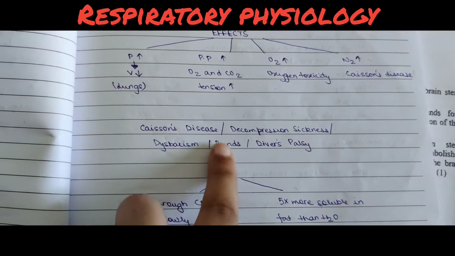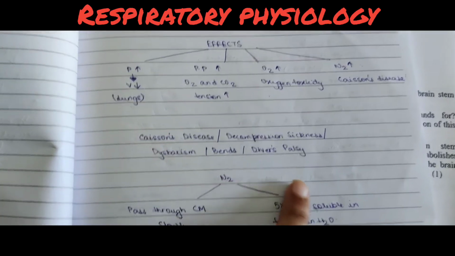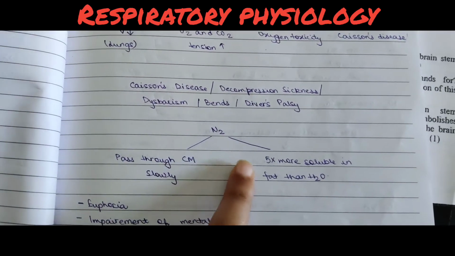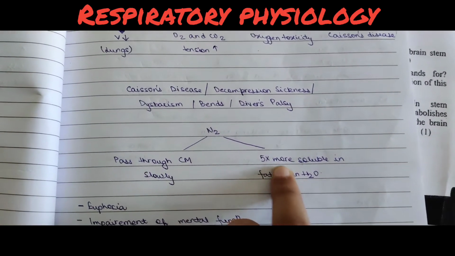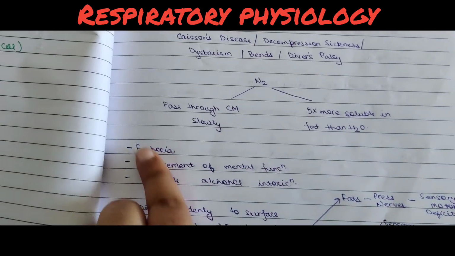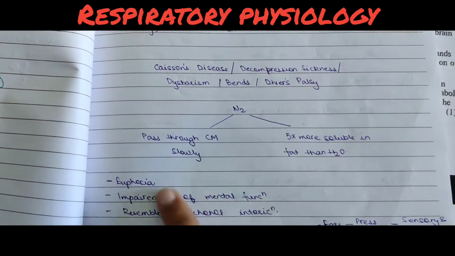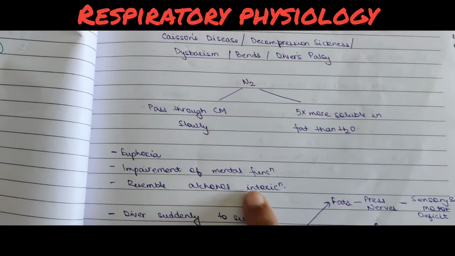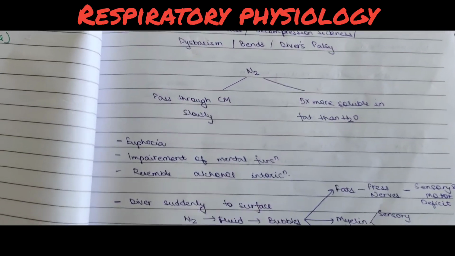Caisson's disease, the other names are decompression sickness, dysbarism, bends, and diver's palsy. Now, there are two properties of nitrogen. First, it passes through the cell membrane slowly, and another, it is 5 times more soluble in fat than in water. So in nitrogen toxicity or caisson's disease, what will happen? It resembles alcoholic intoxication. So there will be euphoria and impairment of mental function.